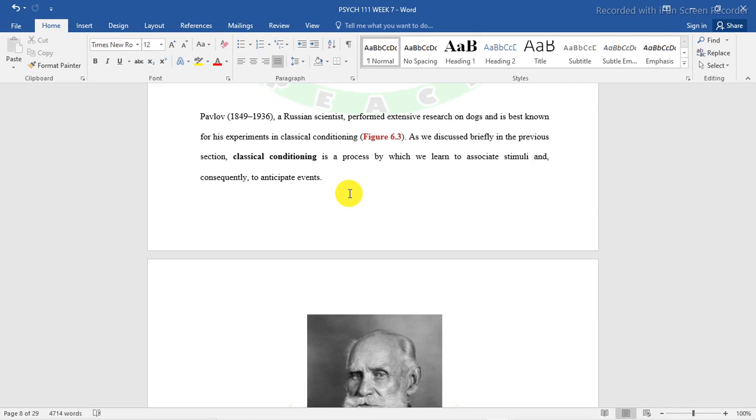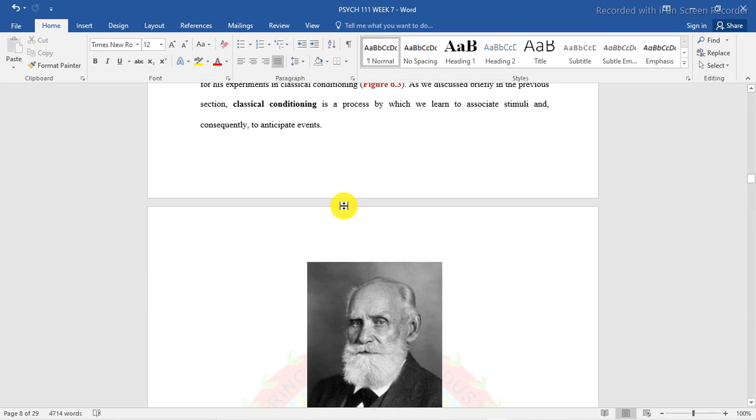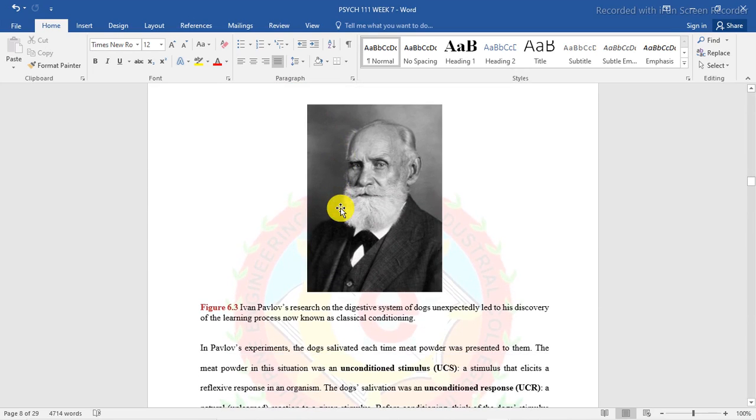So, pag meron na tayong na-associate na mga stimuli, meaning something else na nagiging response natin, nakaka-anticipate na kaagad tayo ng events, meaning nakaka-imagine na kaagad, ito yung mangyayari. Kasi nakita ko to, ito na yung mangyayari kasi na-feel ko to. No? We've been conditioned.